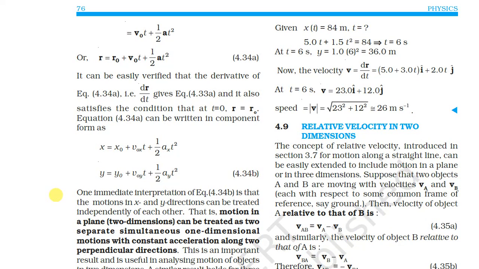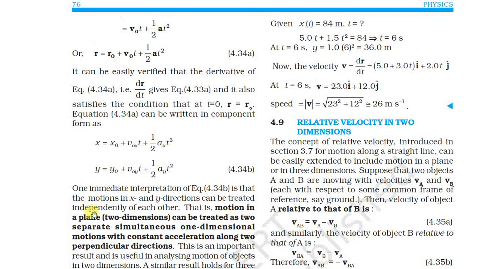So this equation can be written in component form as x equals x0 plus v0x into t plus 1 half ax into t square, and y equals y0 plus v0y into t plus 1 half ay t square, as in straight line motion. So one interpretation is that the motion in the x and y directions can be treated independently of each other. So that is the motion in a plane.